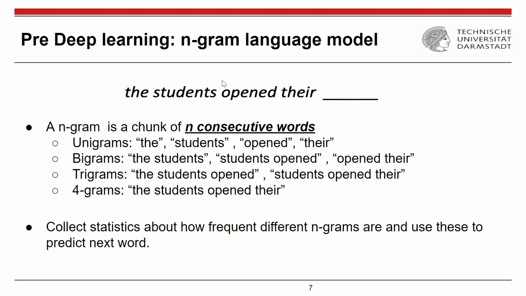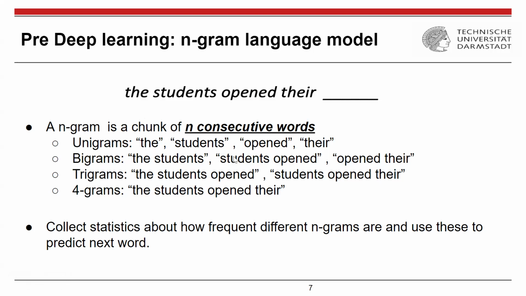Now, what is the way to estimate these probabilities? This is done by learning an n-gram language model. An n-gram is nothing but n consecutive words. It can be a 1-gram or unigram, where you have single words like "the", "students", "open". Then you have bigrams, where you have 2 words like "the students", "students opened". Then you can have trigrams, where you have 3 words together, like "the students opened", then 4-grams, and so on.